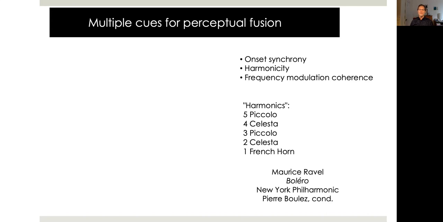In the sound example I will play, a harmonic series is formed by the French horn at the fundamental, celesta at the octave or the second harmonic, piccolo at the octave plus a fifth or the third harmonic, celesta at the double octave, fourth harmonic, and piccolo at the double octave plus a major third, fifth harmonic. They start and stop together and move in perfectly parallel motion, keeping the 1:2:3:4:5 ratios intact. Here I'd like to introduce the notion of a virtual source or a virtual voice that is created by the fusion of these multiple physical sources.